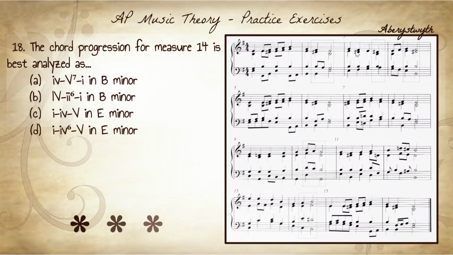Question 18. The chord progression for measure 14 is best analyzed as A. a subdominant to a dominant to a tonic in B minor, B. a major subdominant to a supertonic to a tonic in B minor, C. a tonic to a subdominant to a dominant in E minor, or D. a tonic to a subdominant in first inversion to a tonic in E minor.